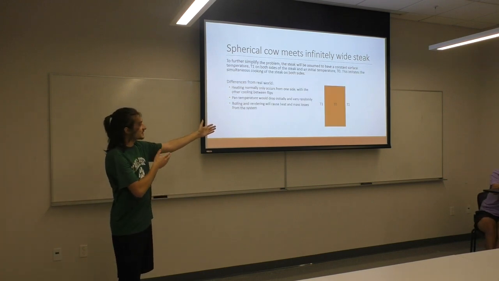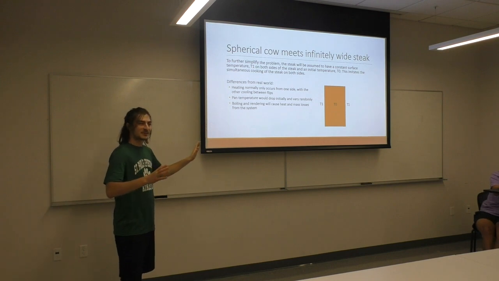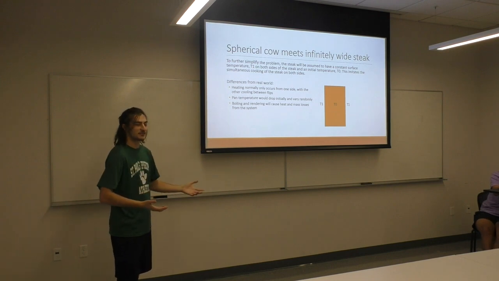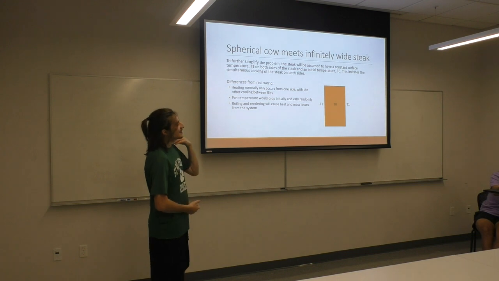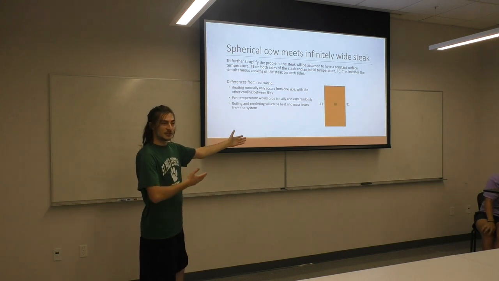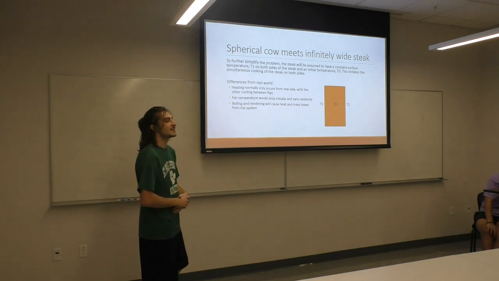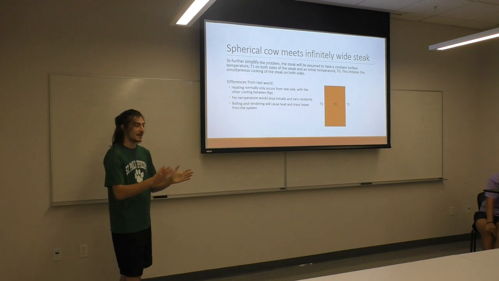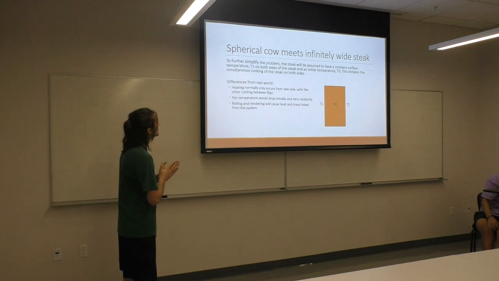This is our lovely steak model. It's flipped 90 degrees just because that was what I was most comfortable with. But it is at a uniform temperature, the fridge temperature, on the inside, and then it has the surface temperature of the pan and steak contact on the walls.